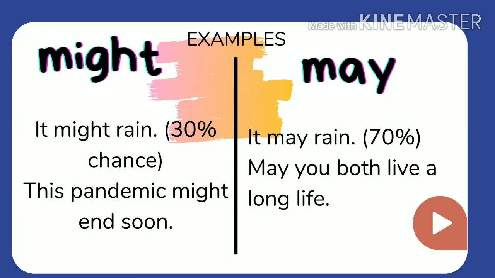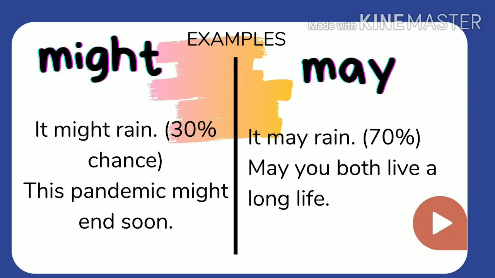We have here examples. So I have said, it might rain. So we could use it might rain and it could be it may rain. The difference is that we have said when we use might, a lesser chance. When we use may, a bigger chance, which means it is most likely to rain.